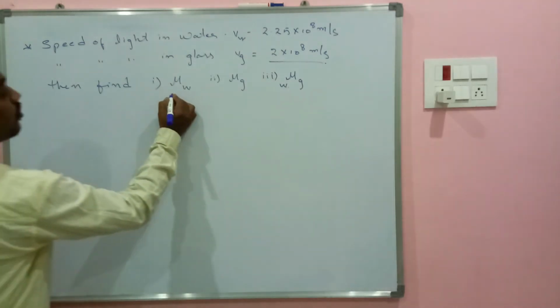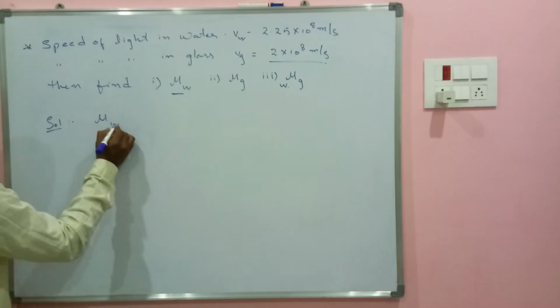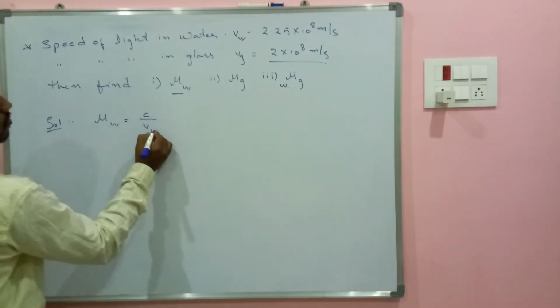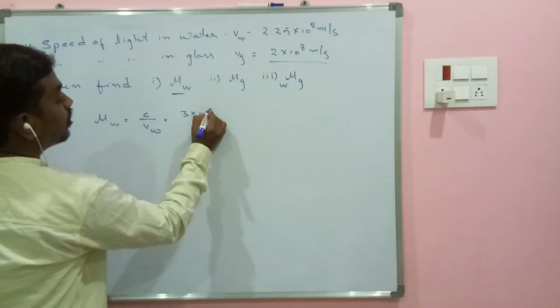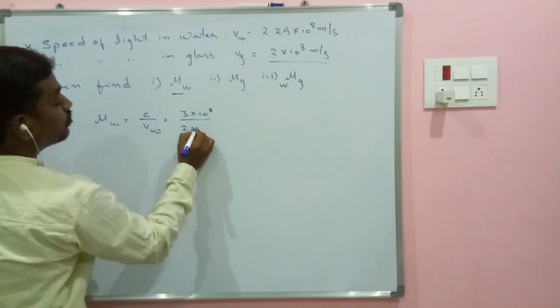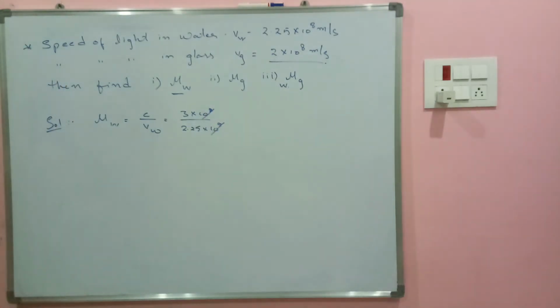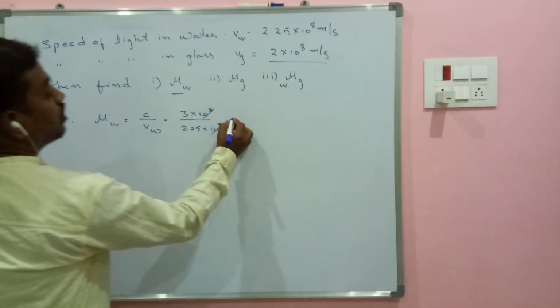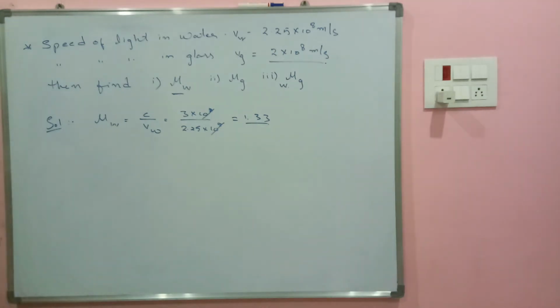See here, mu of water, I can write it as C by Vw. C is always constant, beta, so C is nothing but 3 into 10 to the power of 8 divided by the water velocity, 2.25 into 10 to the power of 8. The 10 to the power of 8 will be cancelled. So I have 3 by 2.25. If you simplify, what will you get? It will be around 1.33.